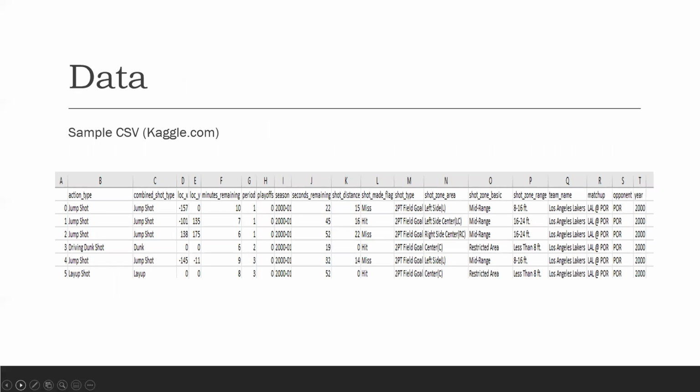The data I downloaded is from kaggle.com. This is a screenshot of the CSV file. Some of the key components that I used are the action type, the season, seconds remaining, shot distance, shot made flags, the shot zone area, and the opponent and the year.